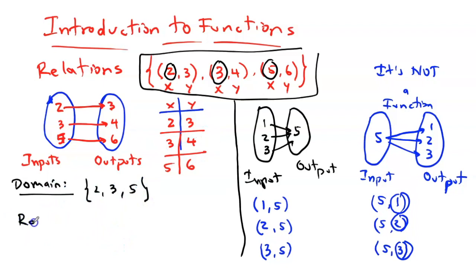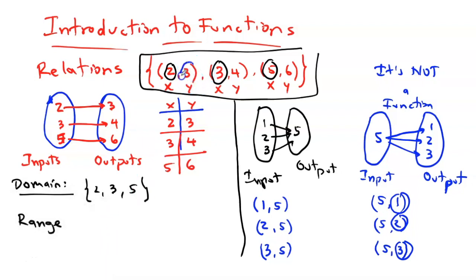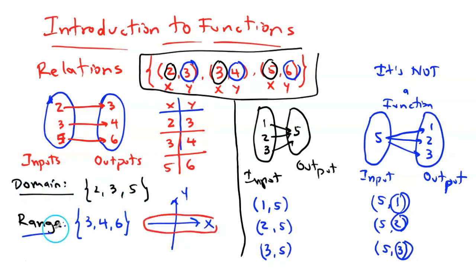My range, what do you think? If my domain is the X's, then my range are going to be the Y's. 3, 4, and 6. That's basically it. That's all there is to domain and range. Okay? If I have a graph, what's going to happen? My domain, anything related to the x-axis. My range, anything related to the y-axis.